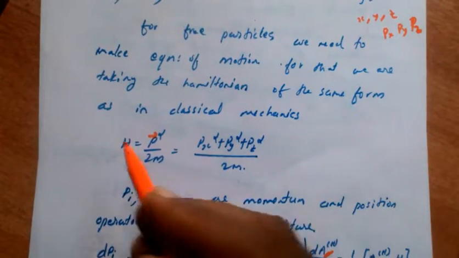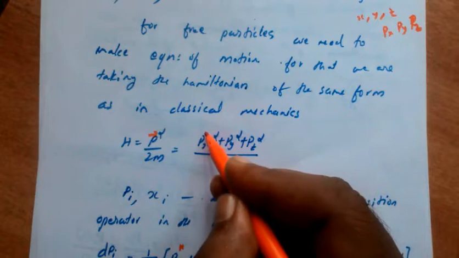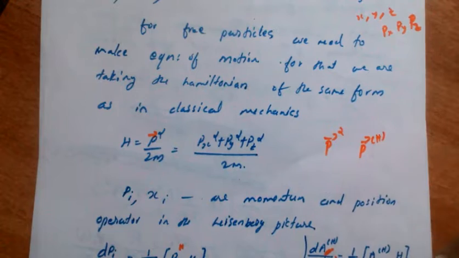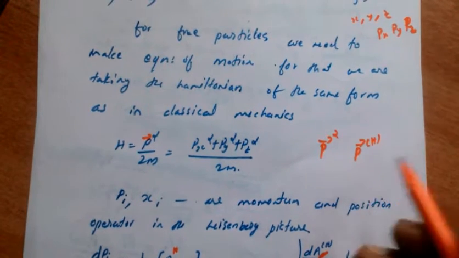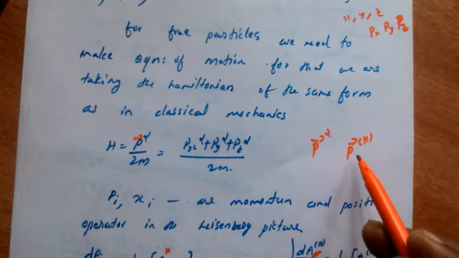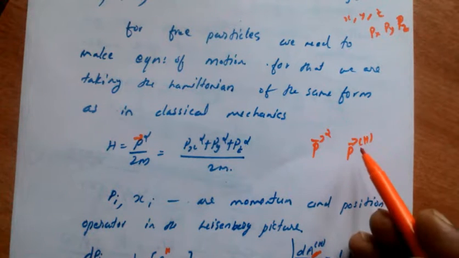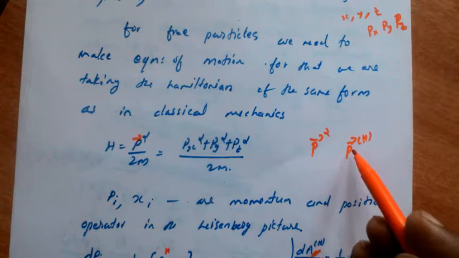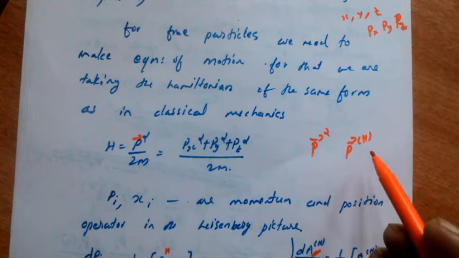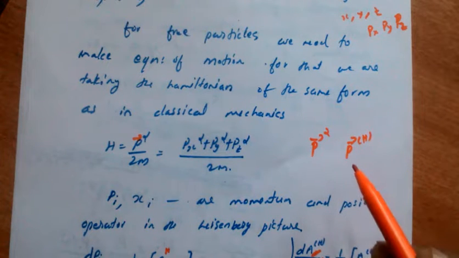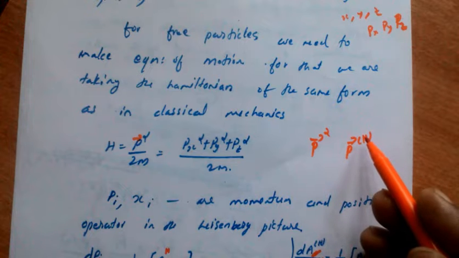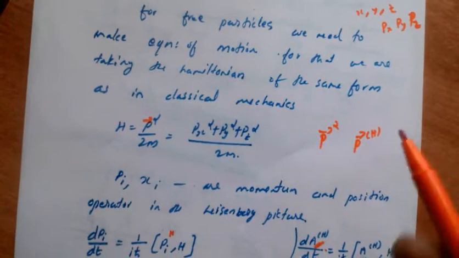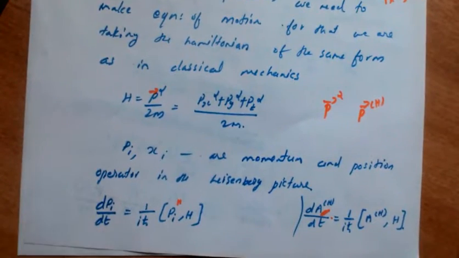We are not writing the superscript for Heisenberg's picture, for simplicity, because we have derived the equation of motion in the Heisenberg picture. So here we are taking momentum as well as position in the Heisenberg picture. These are the momentum and position operators in Heisenberg's picture.